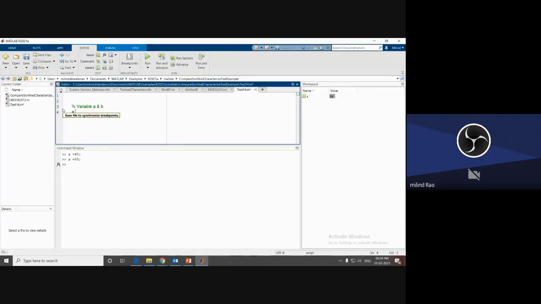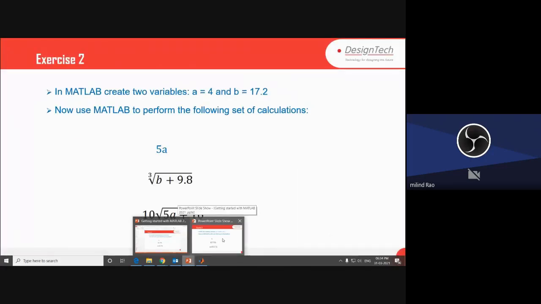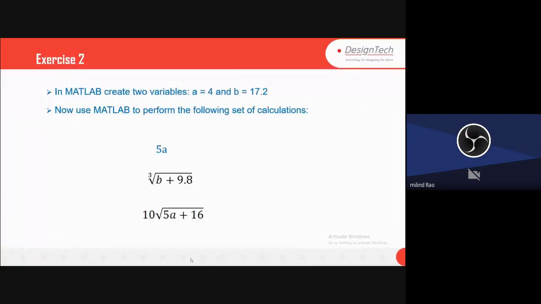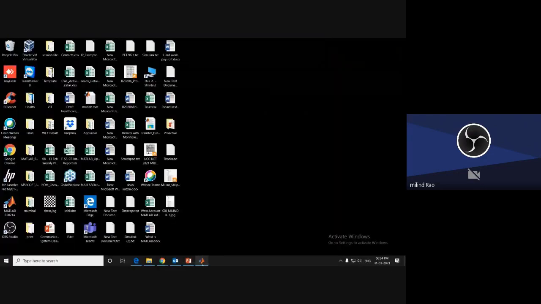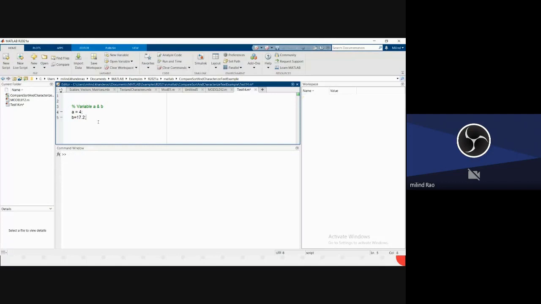Now I will just assign the values: a which is equals to 4 and b which is equals to 17.2. Okay, so we just created these two variables. We will execute this.